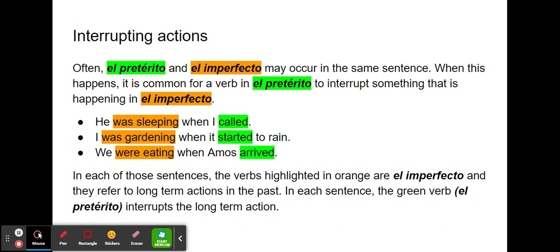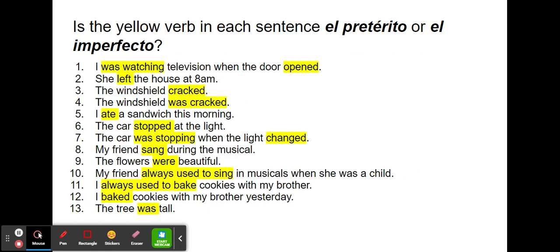So basically in each of these sentences, the verbs highlighted in orange are el imperfecto, and they refer to long-term actions in the past. And in each sentence, the green verb in el pretérito interrupts the long-term action. Here are some examples that we'll work through. I'm just going to talk through each of these, and our task is to determine if the yellow verb in each sentence is el pretérito or el imperfecto.